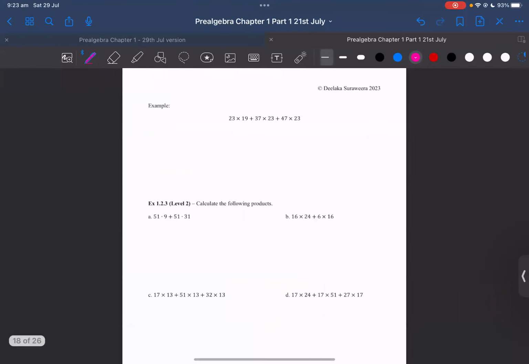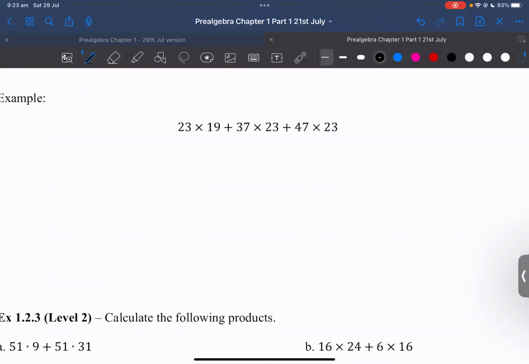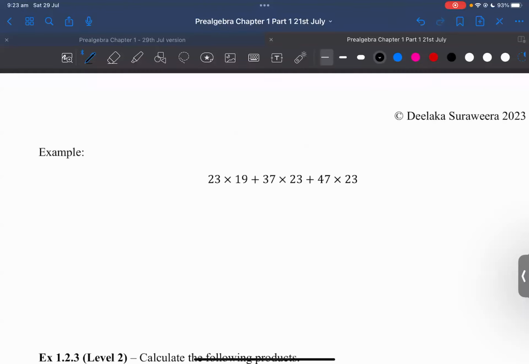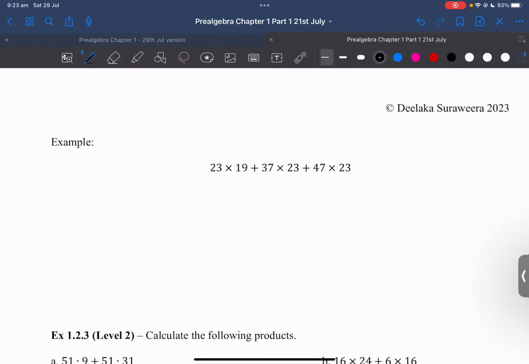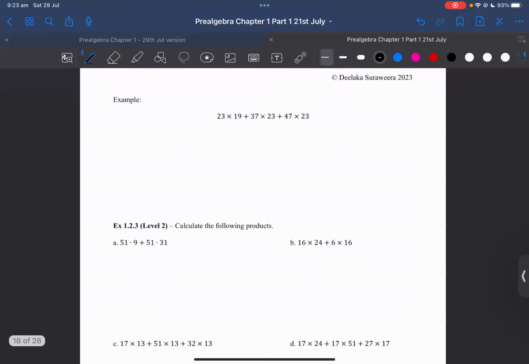Okay. Now we'll go to another example, very similar to the one in the video. Let's do an actual one. So three multiplications here: 23 times 19 plus 37 times 23 plus 47 times 23. I would recommend you get started on it as well, and then we'll discuss it together. This is page 16 on last week's handout.